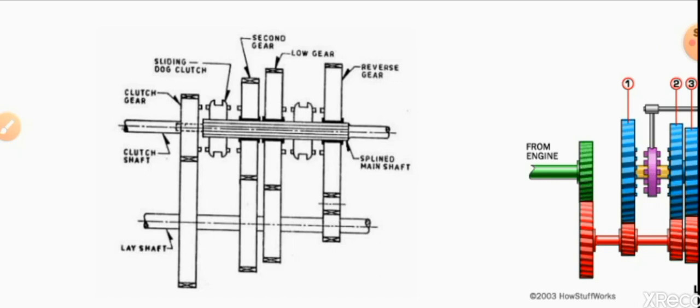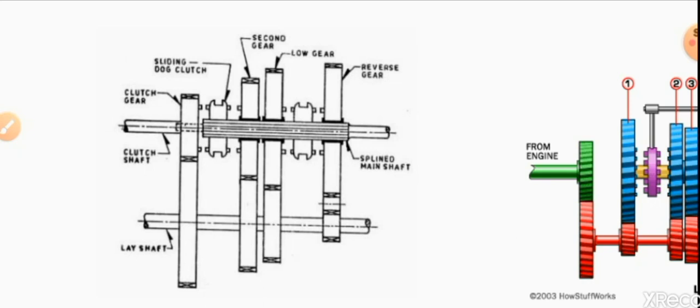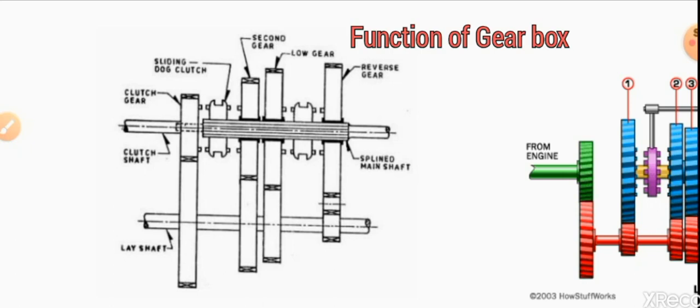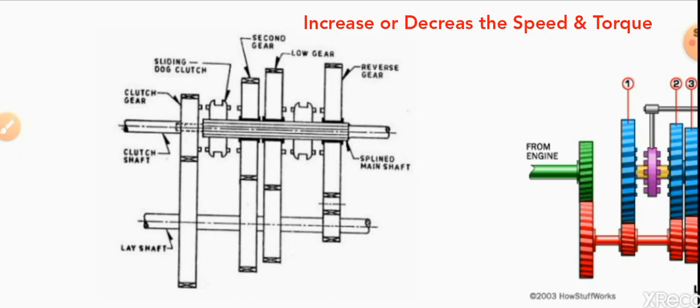Today we are going to learn a very important part of the automobile transmission system, that is the gearbox. Before going into the detail about the gearbox, let me clear the main function of the gearbox. Basically, the function of a gearbox is to increase or decrease the speed as per the requirement.